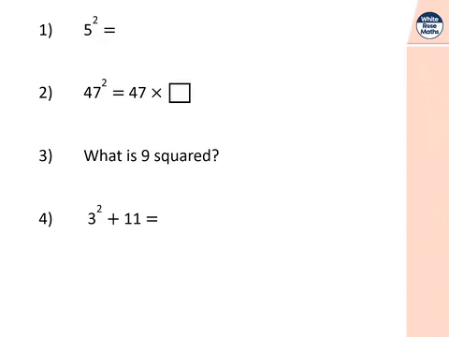Our answers here, number 1, that means 5 squared. 5 times 5 is 25. Number 2, 47 squared is equal to 47 times 47. 9 squared is 81. And number 4, 3 squared add 11. 3 squared is 9, meaning 9 add 11 is equal to 20.